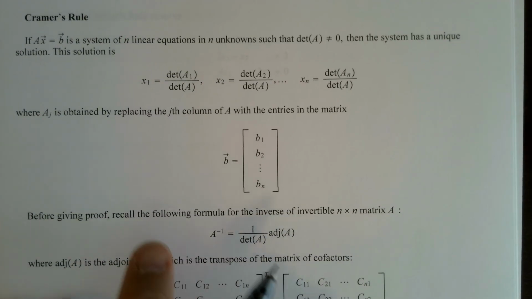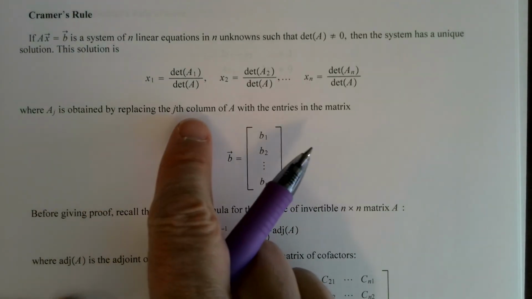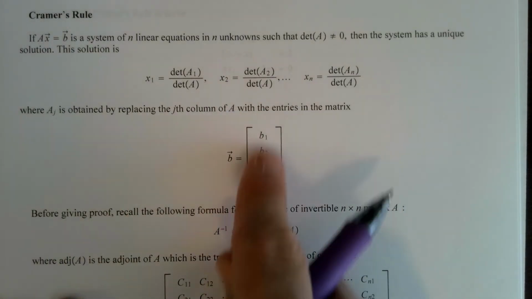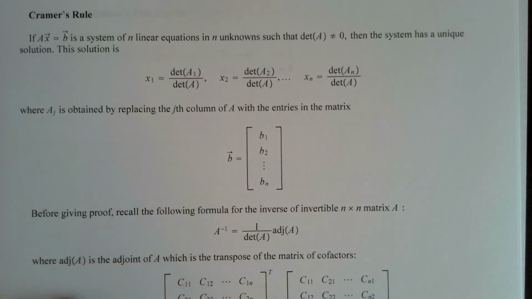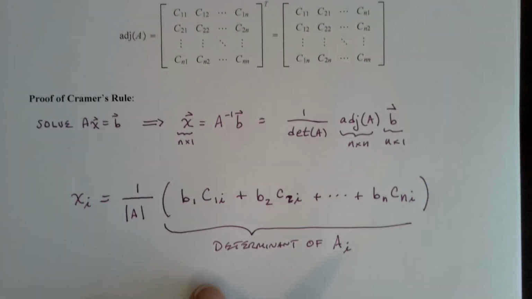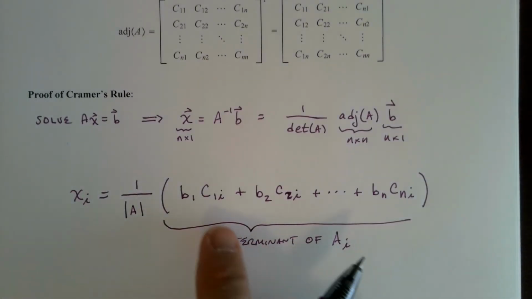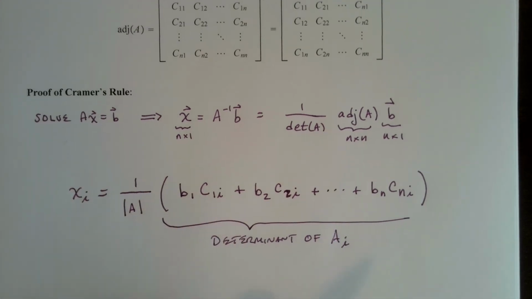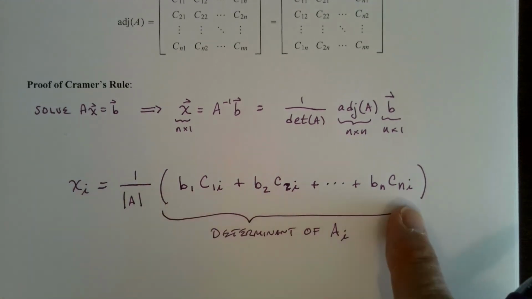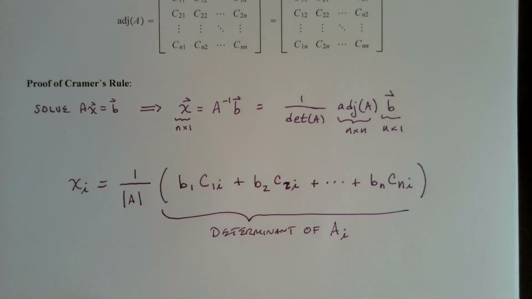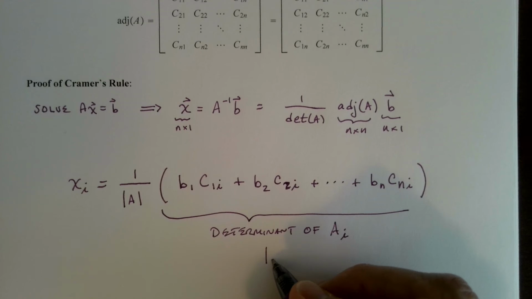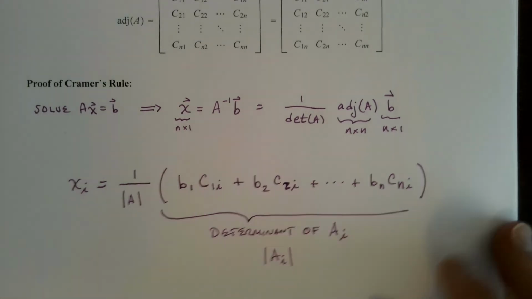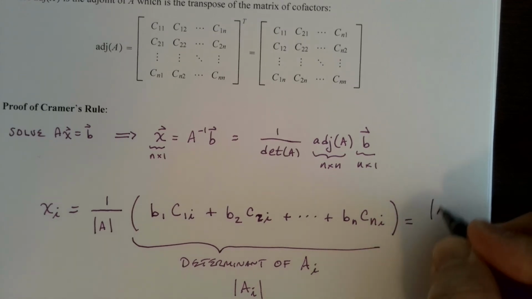A sub i is obtained by replacing the, of course I said A sub j here, the ith column of A with the entries of this matrix. So this would be the determinant of A sub i. It's replacing the ith column of A with the vector B and computing that determinant. It would look exactly like this. And so this is the determinant of A sub i.